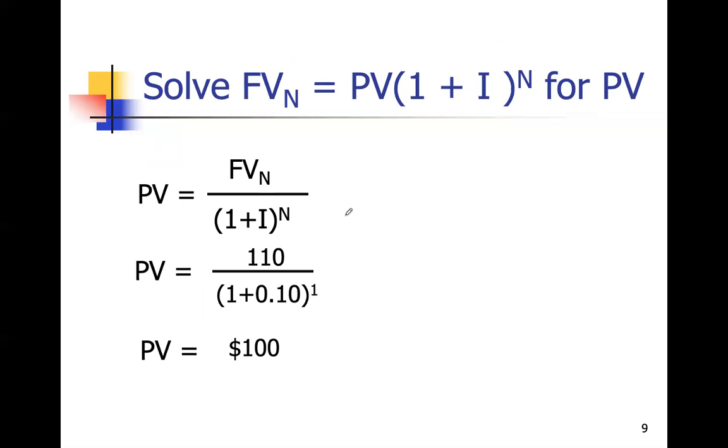In this example, $110 future value is discounted by 10% for 1 year, which gives us a present value of $100. If the same example is applied for 2 years, the present value becomes $90.